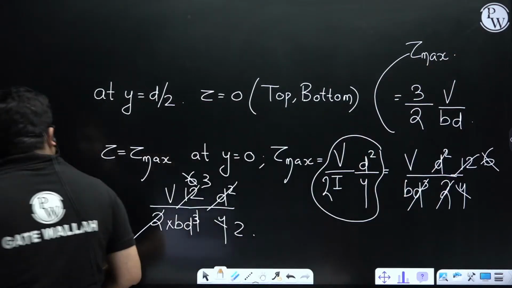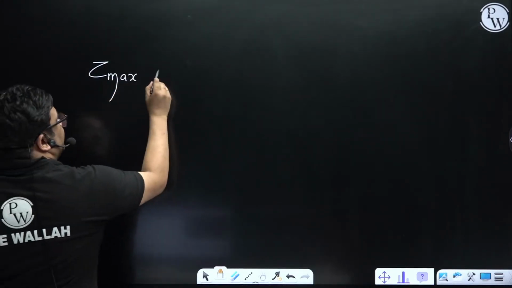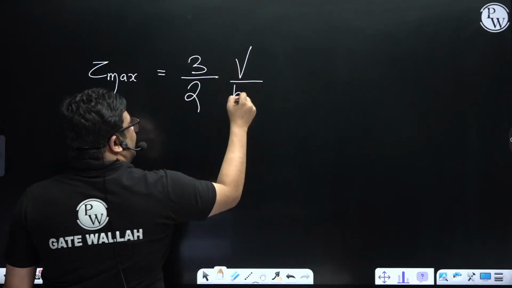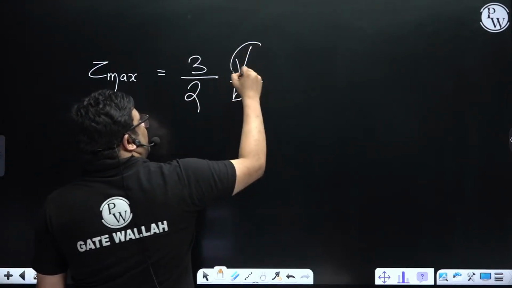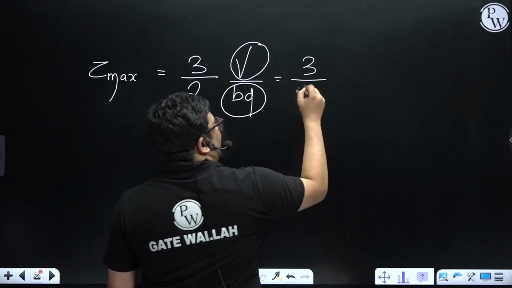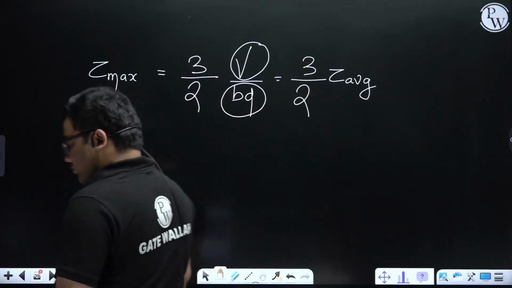Now you see, this maximum shear stress we get at the center. This is 3 by 2 by V by b d. So this is what sort of? Total shear force by total area. So this becomes the average shear stress.